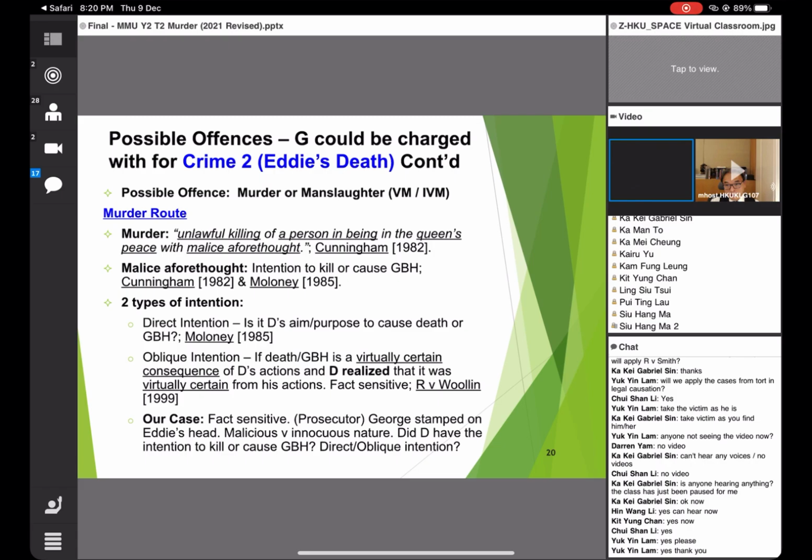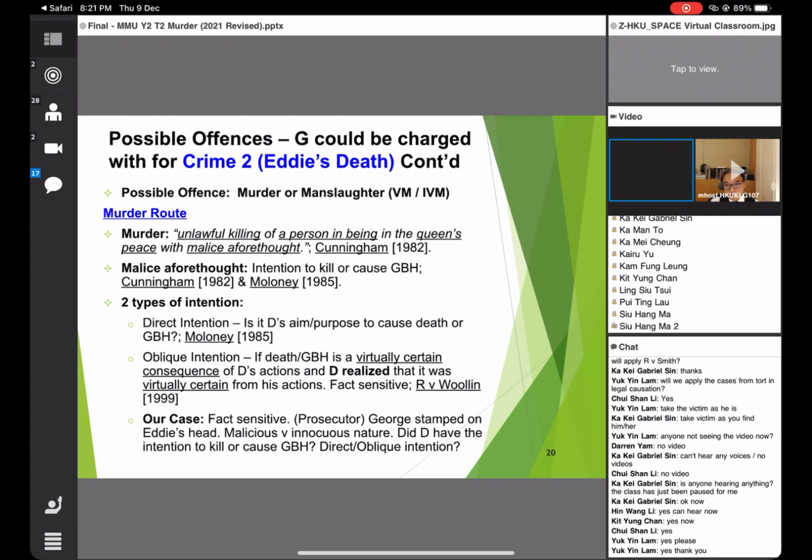Okay, oblique intention. The case to look at is Woollin, 1999. Basically it says, if death or grievous bodily harm is a virtually certain consequence of the defendant's act, and the defendant realized that it was virtually certain from his actions. So you can hear, there are two things here. One is, death or GBH is a virtually certain consequence of the defendant's act. Number two is, the defendant realized that it was virtually certain from his action.